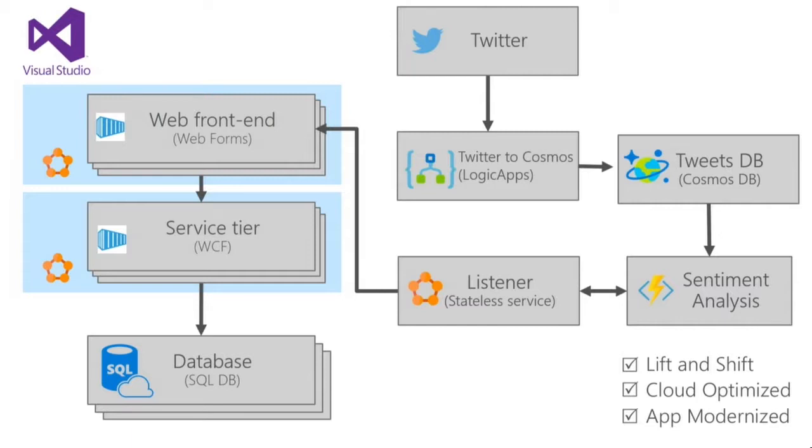So the event here is something drops into Cosmos DB. This function's going to fire, do some sentiment analysis on it, and then drop it back into another location in Cosmos DB. So that's kind of that first workflow.